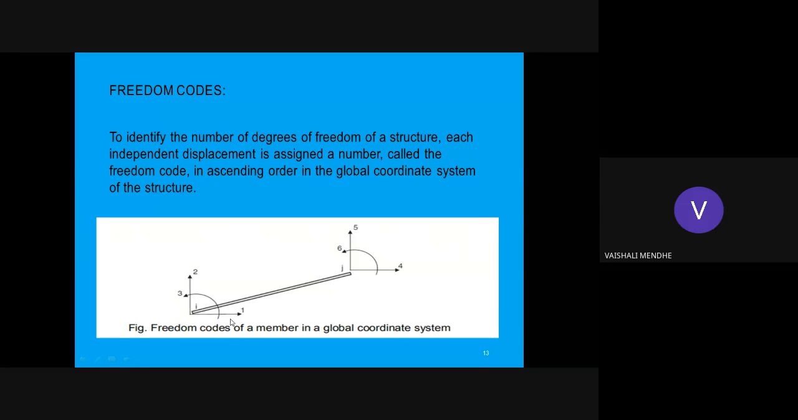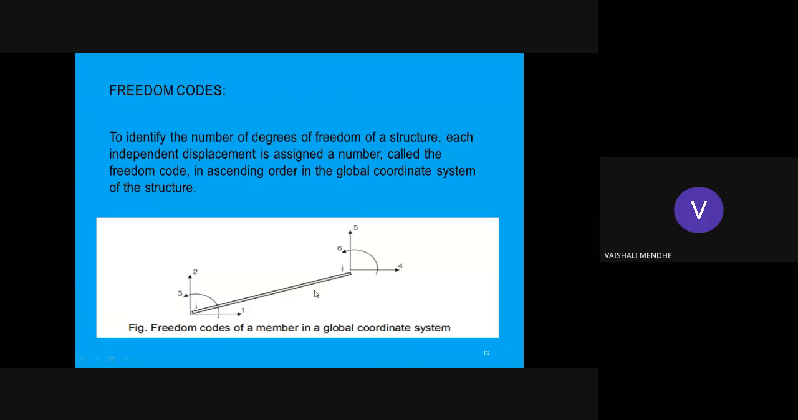So here you can see delta x we have denoted 1, delta y we have denoted 2, and theta z we have denoted 3. Similarly, at joint J, the next joint, once 1, 2, 3 is over, we again follow the same sequence x, y, and z. So along x 4, along y 5, and along z direction 6.